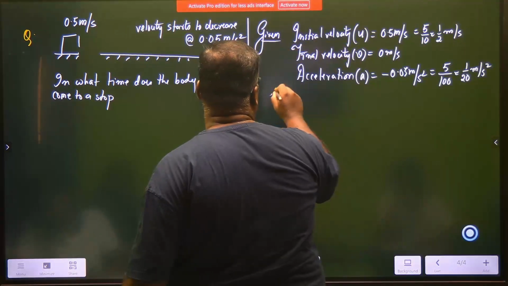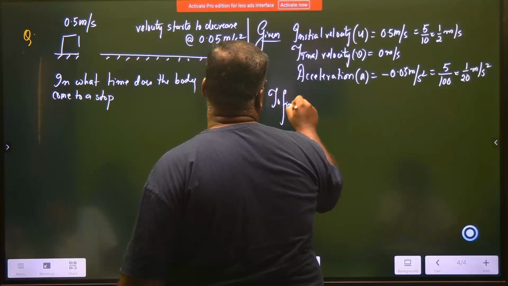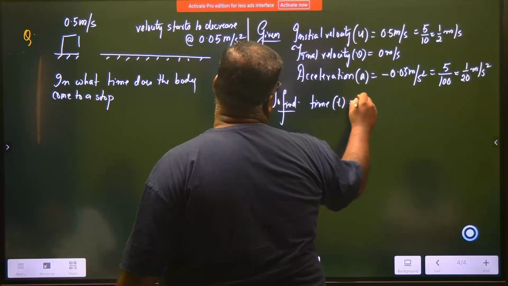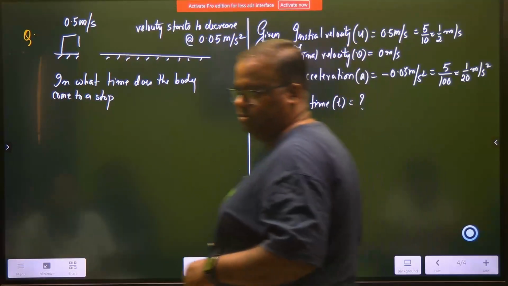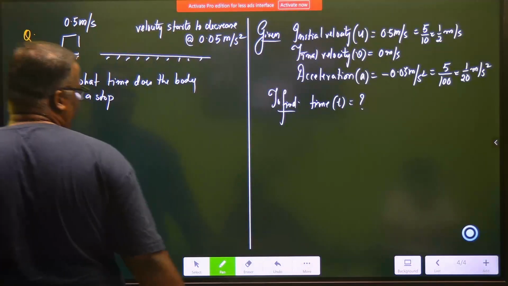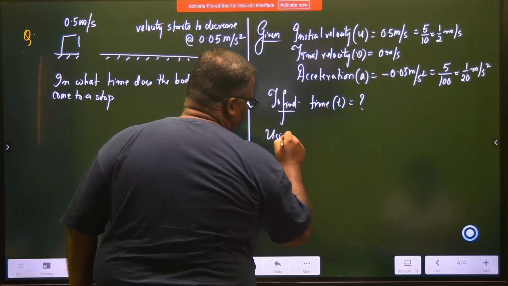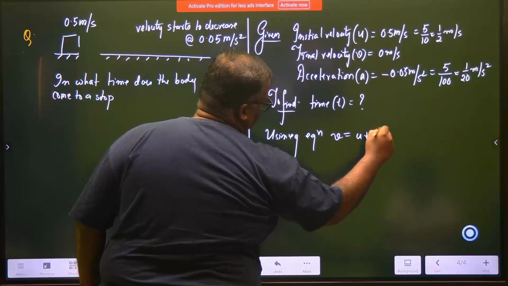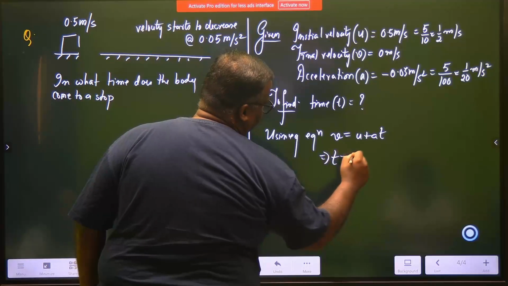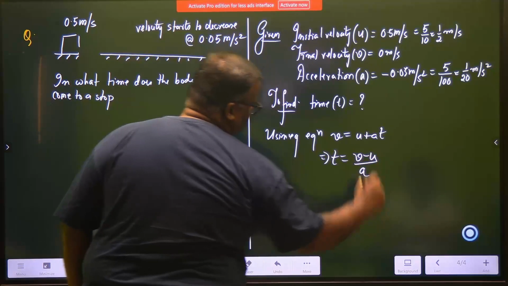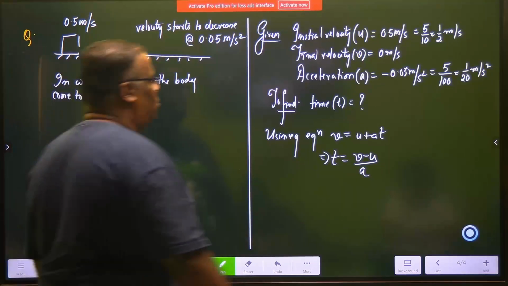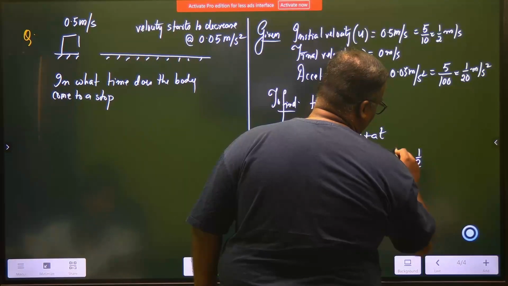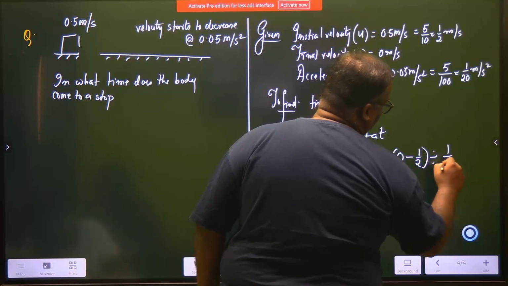So what do you have to find? To find what? Time. T, which is equal to n noon. Can you calculate now time? So using equation, V is equal to, very good, excellent children. I really appreciate your knowledge. So what is the value of V? 0 minus half. Whole thing divided by 1/20.